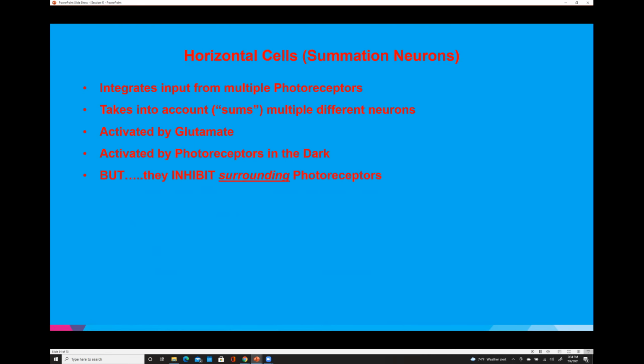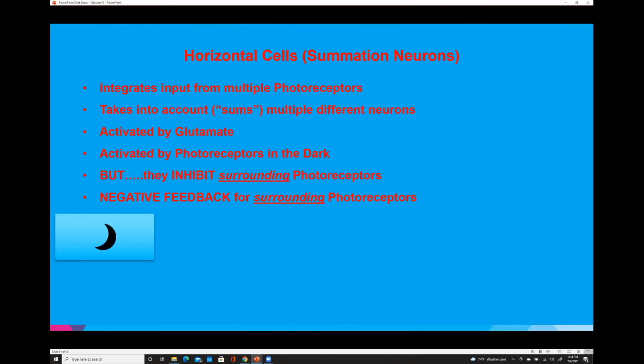But here's the weird thing. They inhibit surrounding photoreceptors. So when they're active, they inhibit surrounding photoreceptors. Super odd. This is called negative feedback for surrounding photoreceptors. So we're just going to first go through this horizontal schema, and we're going to go through it in the 3 different ways that I talked about.